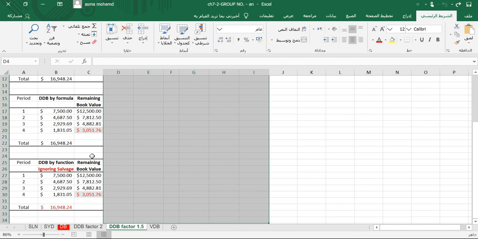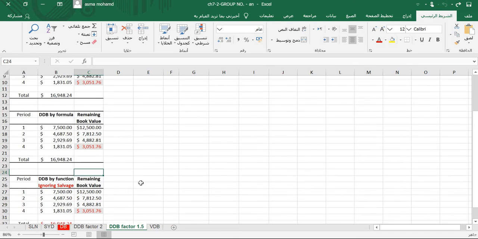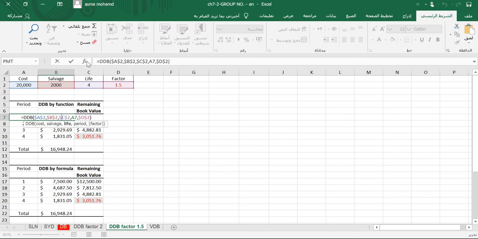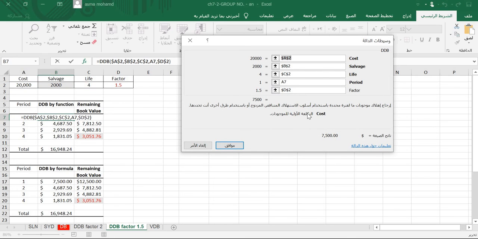Now let's move on to the double declining but with a factor of 1.5. As I said before, the DDB function adds 2 as the default for the factor. However, I can choose another factor, and because I have only one factor and I don't want it to change when I drag down the formula, I will give it an absolute value.